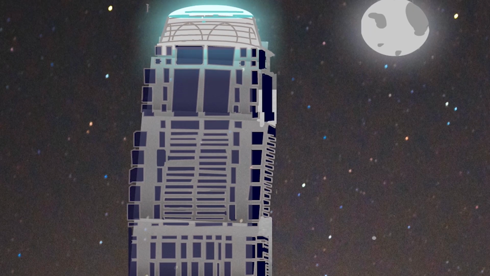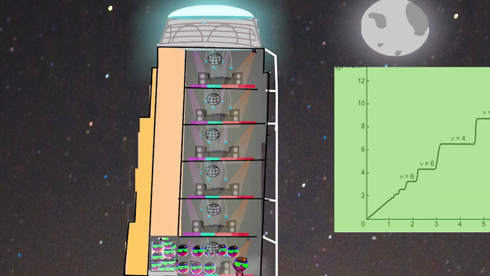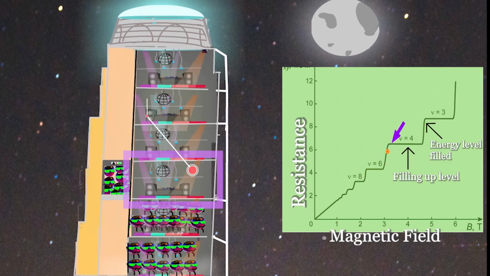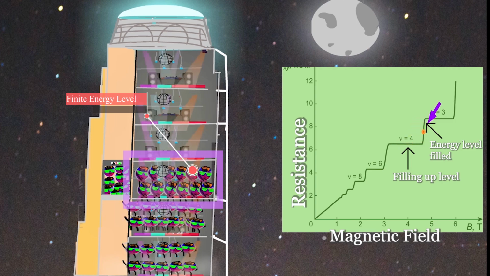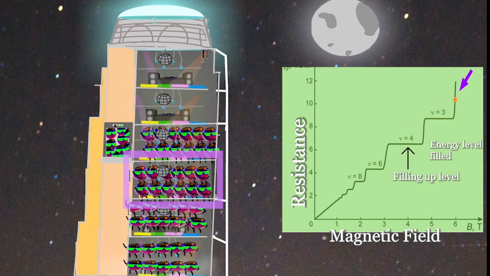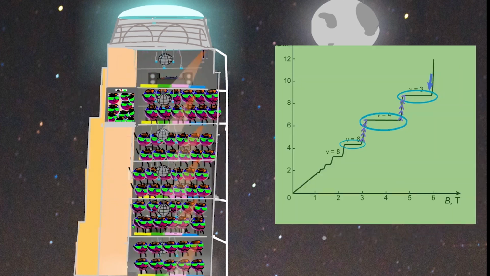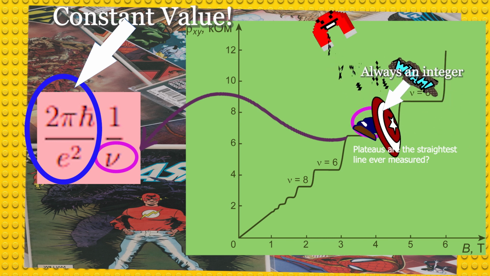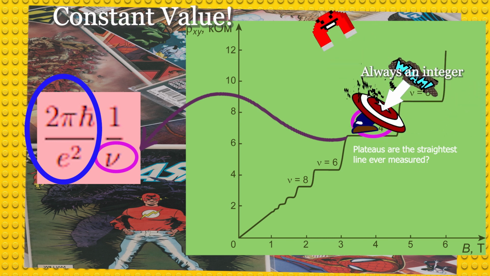Let's say our electrons are going to a raging party in a multi-story skyscraper and start filling the floors one by one. Each level represents finite energy, and when these levels get completely full of partying electrons, they have to go up a level, and hence we see these spikes and plateaus. Resistance at plateaus is always an integer multiple. This is independent of any dirt, noise, or deformities in the system.